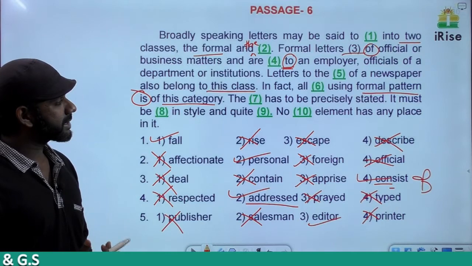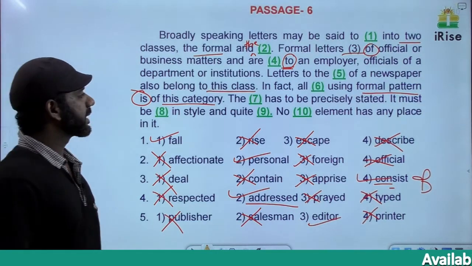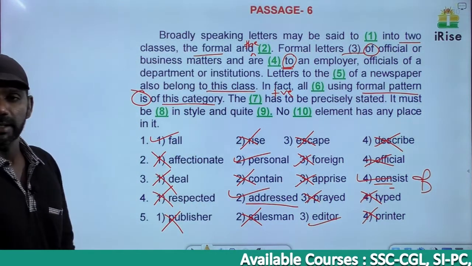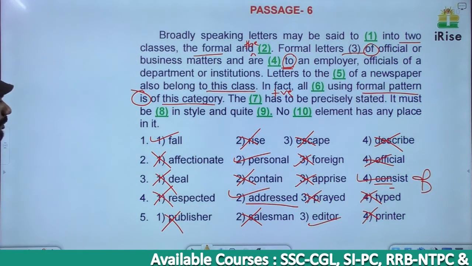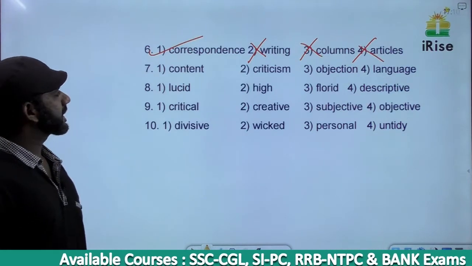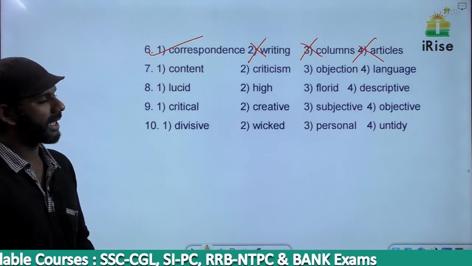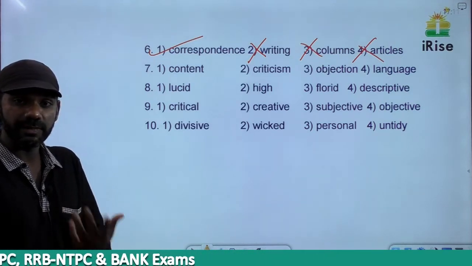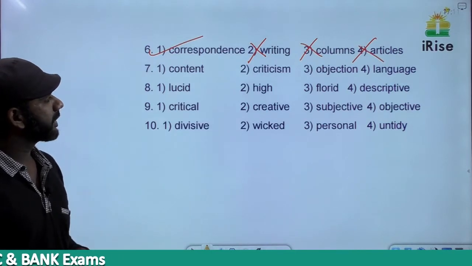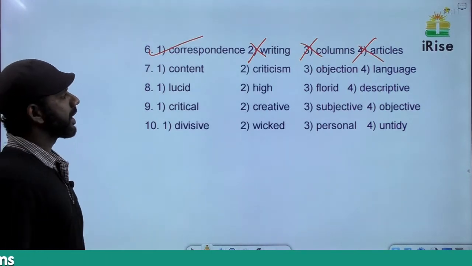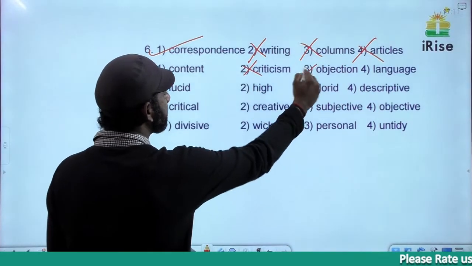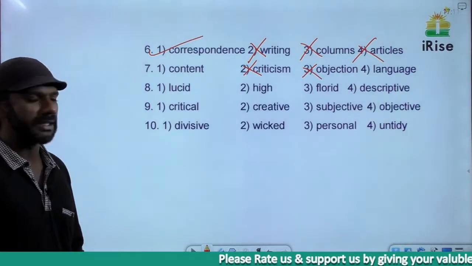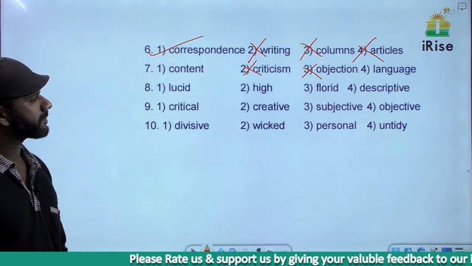The dash has to be precisely stated. This sentence is positively charged. So blank 7 must be filled with a positive word. The options are content, criticism, objection, language. Precisely stated means it is positive. Based on the charge, options 2 and 3 are eliminated. Criticism and objection are negatively charged, eliminated. Based on the charge, 2 options are gone.